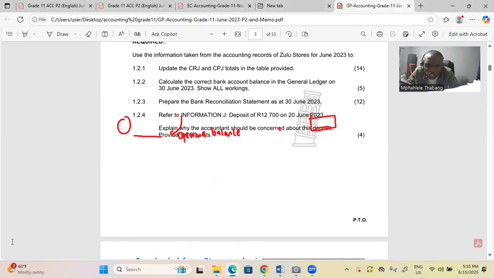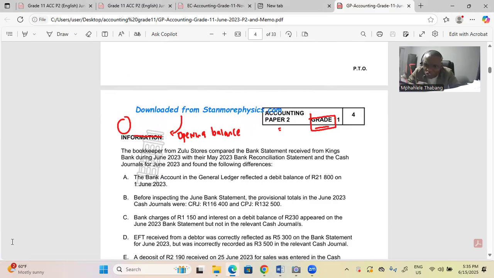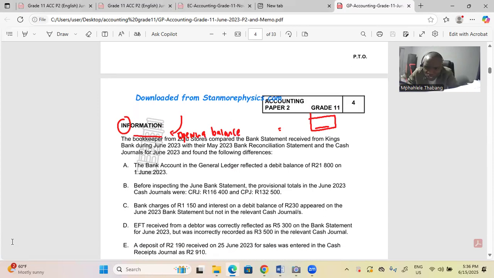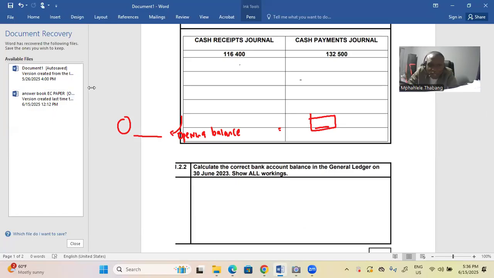Actually, if you read the question here, they say calculate the correct bank account balance, 1.2.2. Calculate the correct bank account in general ledger. So I'm saying this is going to be my opening balance, 21,800, when I calculate the correct bank account balance. Let me just record it right away here. When we calculate the correct bank account balance, we will need to record on the debit side of the bank account. I prefer to use a T account. So you say balance brought down 21,800.